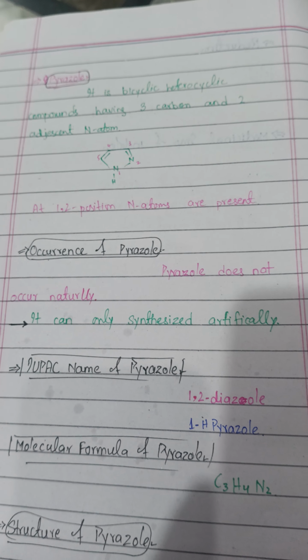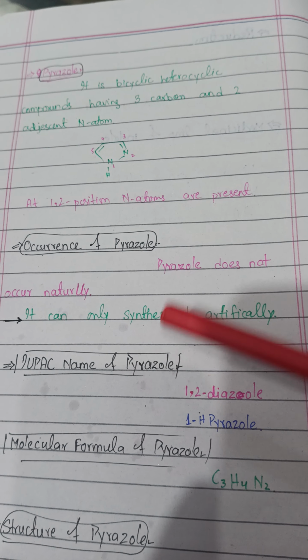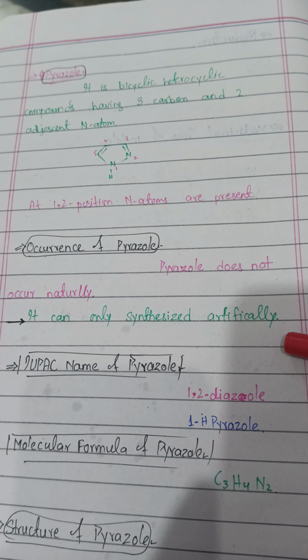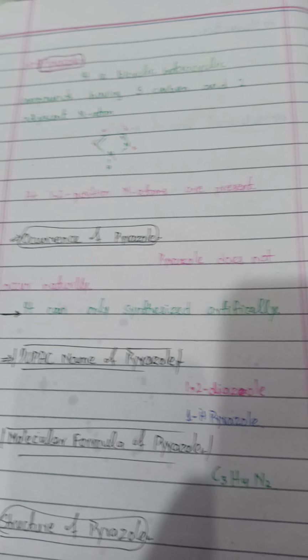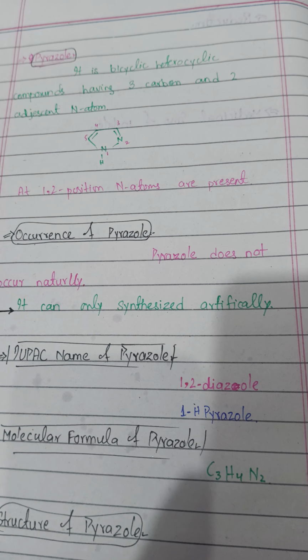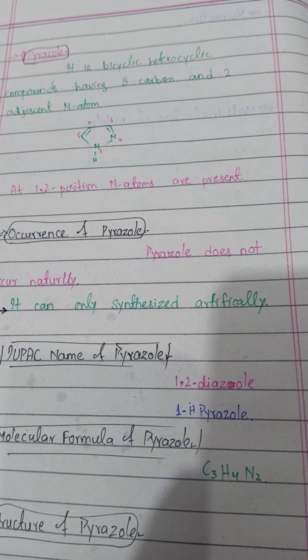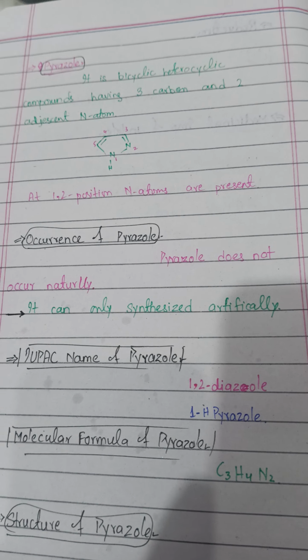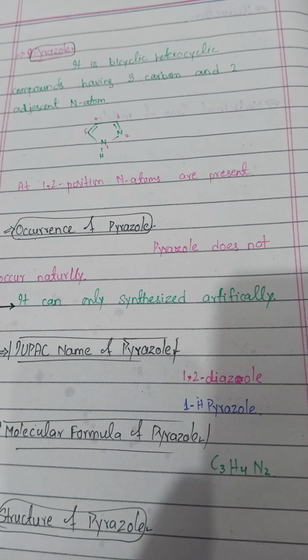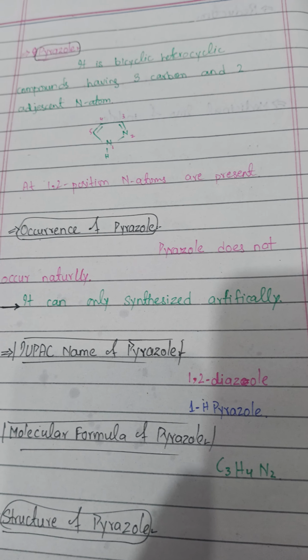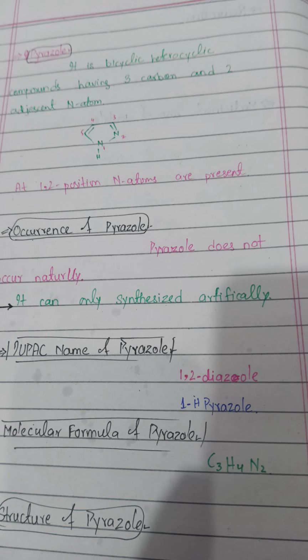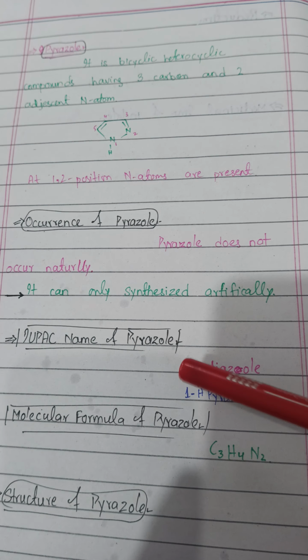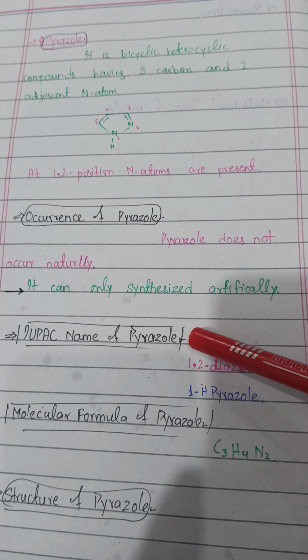Then we discuss the occurrence of pyrazole. It does not occur naturally, it is only synthesized artificially. In nature this pyrazole is not present. We synthesize it in the laboratories by various reactions. For example, we add a 1,3 dicarbonyl compound to hydrazine to form pyrazole. Okay, then we discuss the IUPAC name of pyrazole.